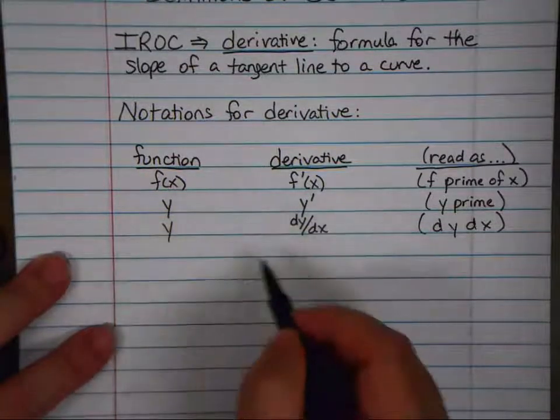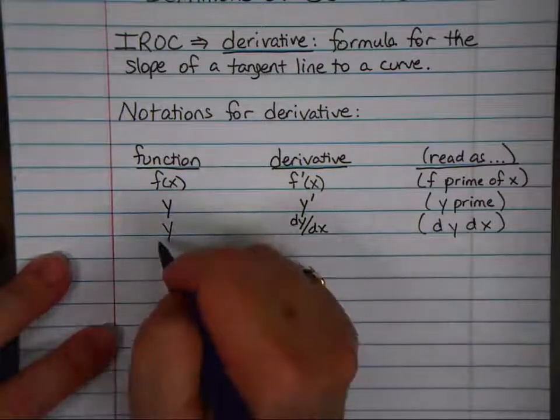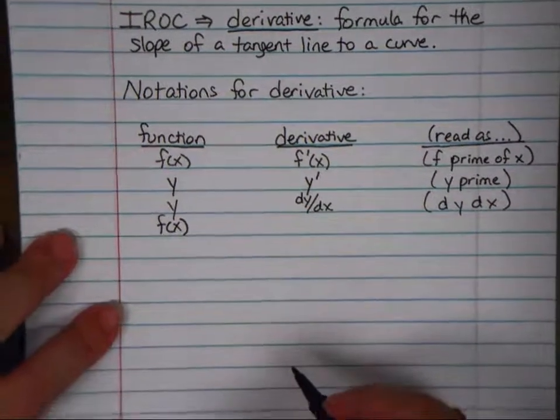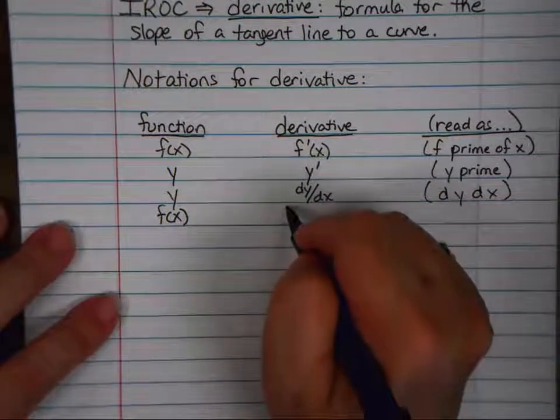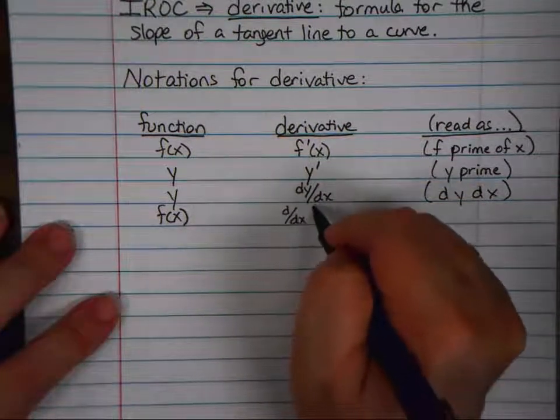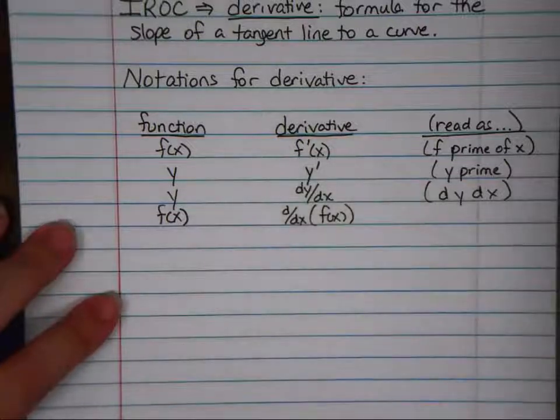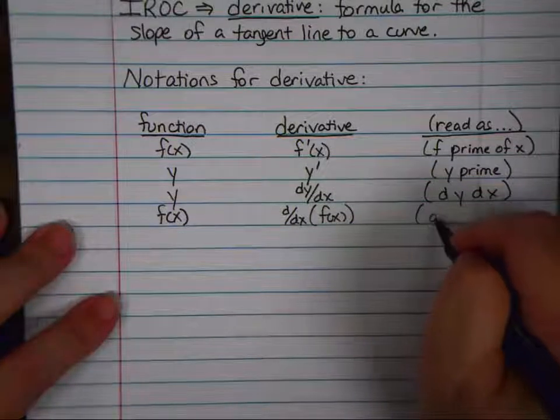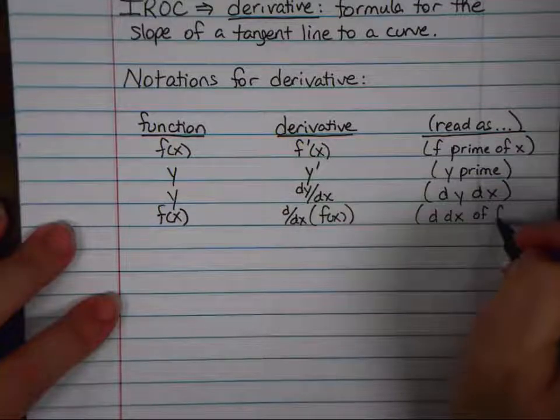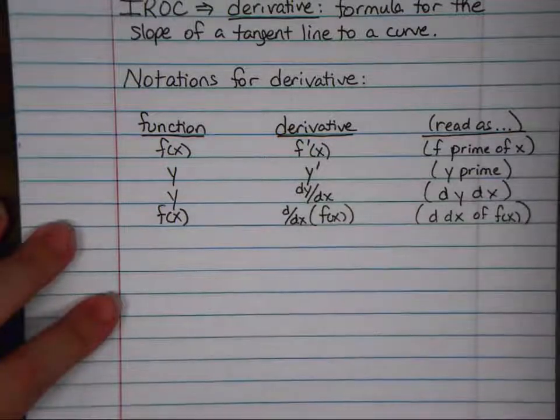Okay? The final one is similar to this, but the way you write it with f of x. So put f of x, and we write d over dx, parentheses f of x, like so. D over dx, and then a big parentheses around f of x for the whole size of the d over dx. The f of x is not on the bottom of the fraction, it's next to the fraction. Okay? And when you read this, you just say d dx of f of x. D dx of f of x. And it means derivative also.